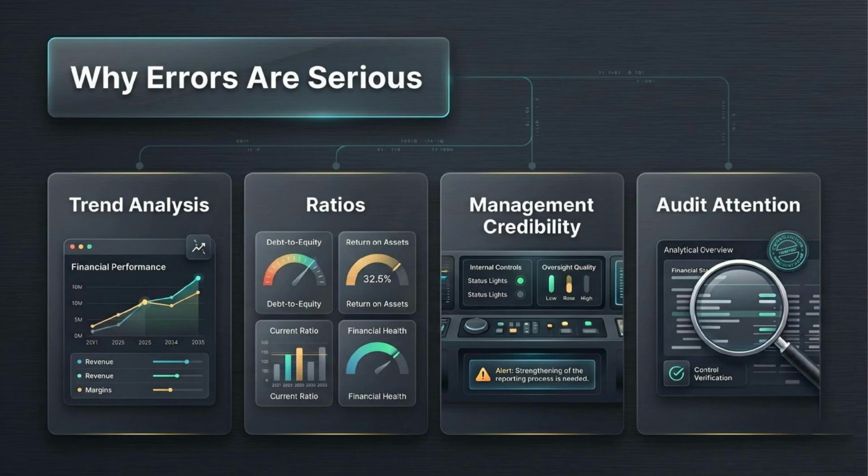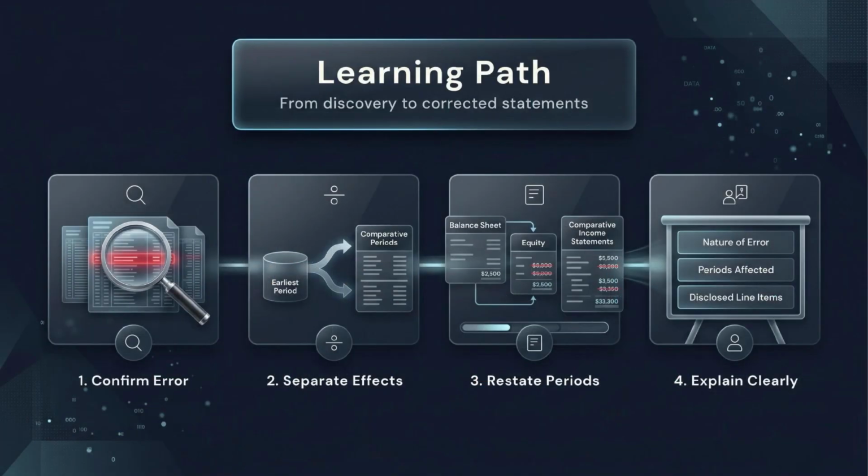So, ASC 250 does not treat prior period errors casually. It requires a structured correction and clear communication because users need to understand what happened and how the corrected numbers should be used. Here is our learning path.